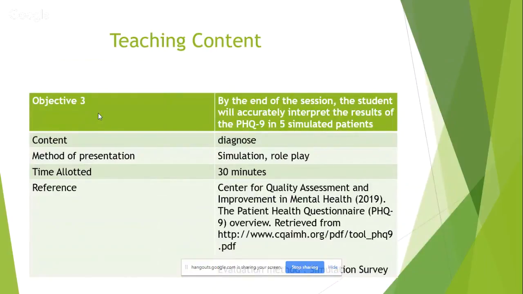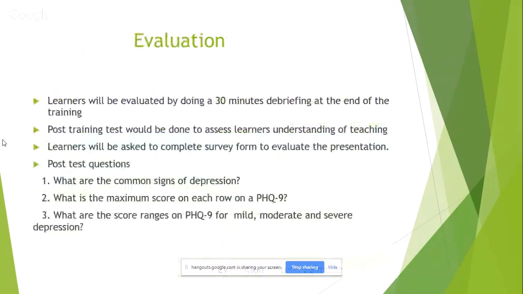My third objective is that by the end of the session, students will accurately interpret the results of the PHQ-9. The content here is to diagnose depression. The method of presentation will be simulation and role playing. Time allocated will be 30 minutes. And I have my references here from the Center for Quality Assessment on how to interpret the score accurately.